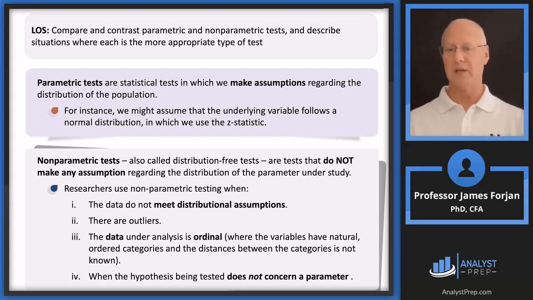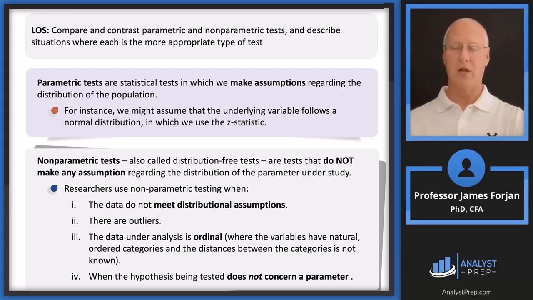Sometimes there are tests done that do not concern a parameter. Maybe we don't want to test for the mean. Maybe we don't want to test for the ratio or the difference between the two standard deviations. Or maybe the data is ordinal, meaning that we don't really know what the data looks like, right? They have natural ordered categories like time: day 1, day 2, day 3, day 4. So those are probably good test questions there, researchers using non-parametric testing.